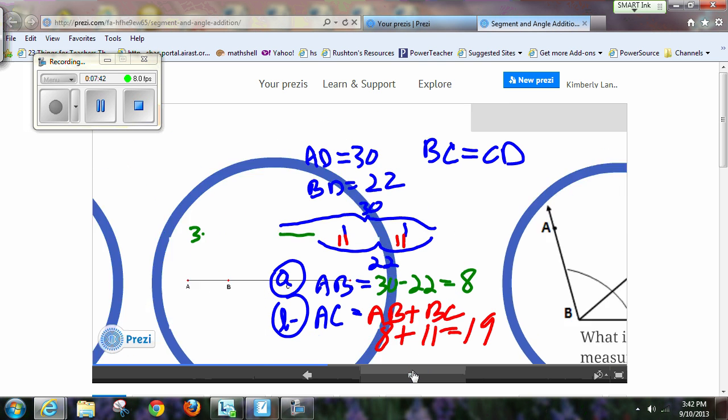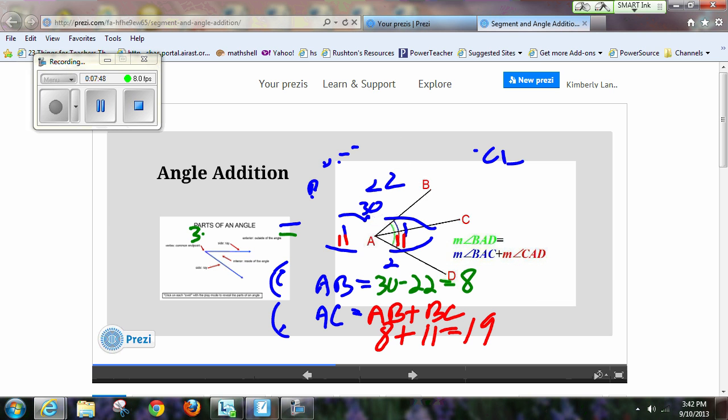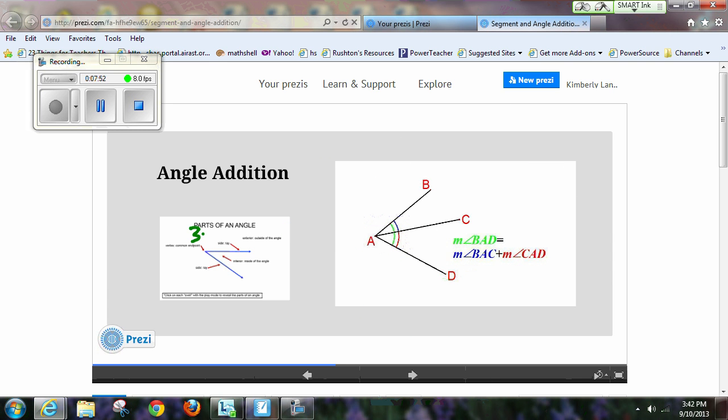Going on to the next slide. I'm getting used to these smart boards. You're erasing it. We are now looking at angle addition.